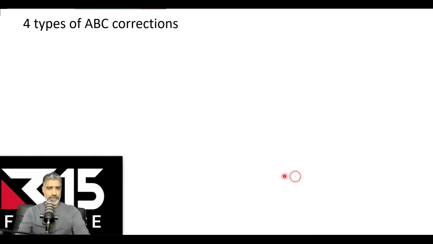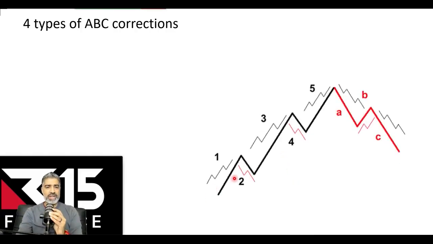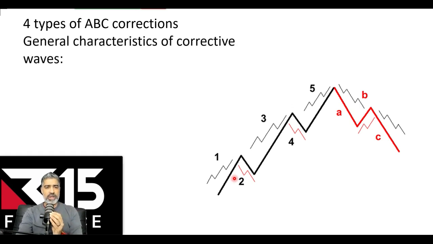Let's dive in. So the theory, all right, 4 types of ABC corrections, right? There's a few things we need to cover. I'm only going to cover one of them today, though. General characteristics of corrective. So we're talking about this bit here. This is a correction. So general characteristics.